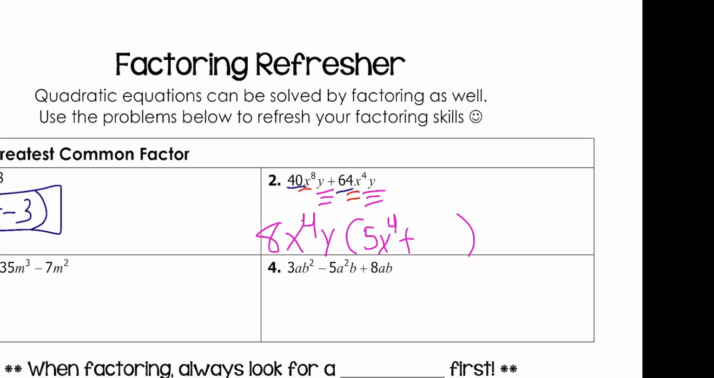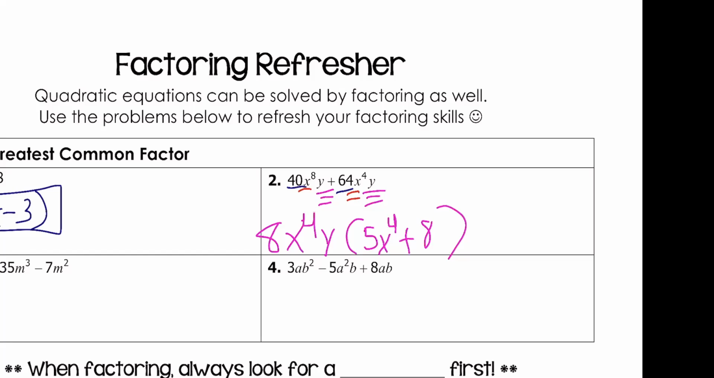And then for my second one, 64 divided by 8 would be 8. I pulled out 4 x's from 4 x's, so they're gone. I pulled out 1 y from 1 y, so it's gone. So this would just be 8.